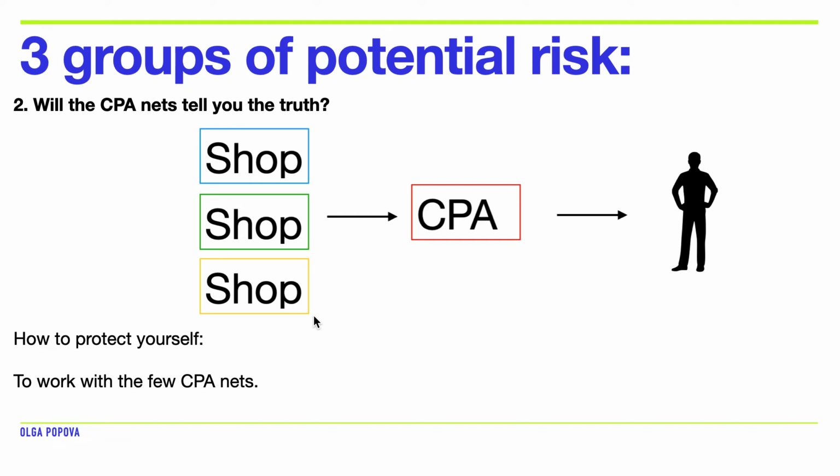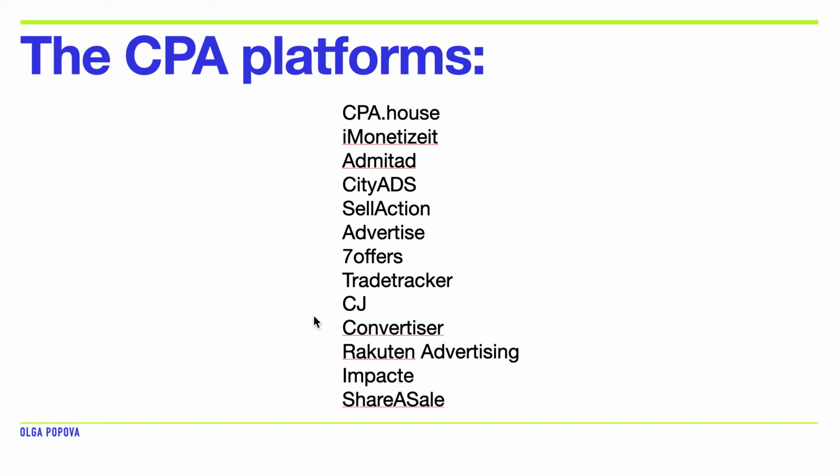How to protect yourself from it? You can work at the same time with a few CPA nets with different advertising campaigns. This way your budget will be diversified, and if some CPA net does not behave properly, you are working with others. I can show you the list of CPA platforms. Those listed here work okay. Only Imonetize is sometimes capricious.